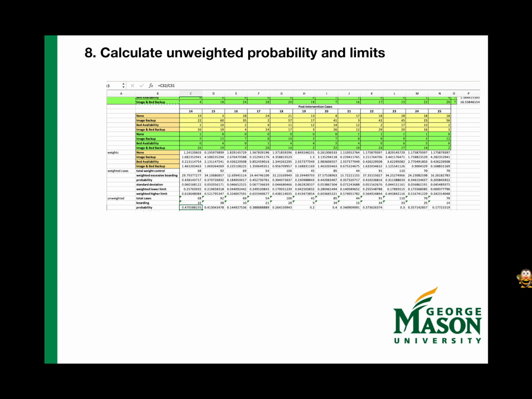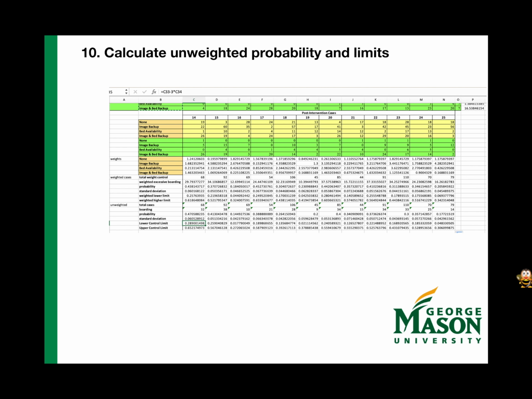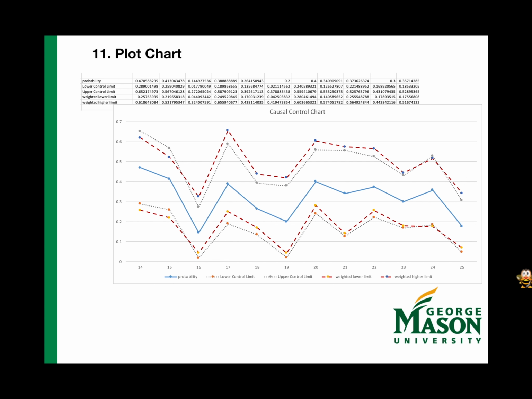Step 8 to 10 is to calculate the unweighted probability and limits. Instead of using the weighted control total cases and the excessive boarding times, we're using the unweighted values and calculating the probability, standard deviation, and the limits. The final step is to plot the chart. The unweighted probability is the observed rate.